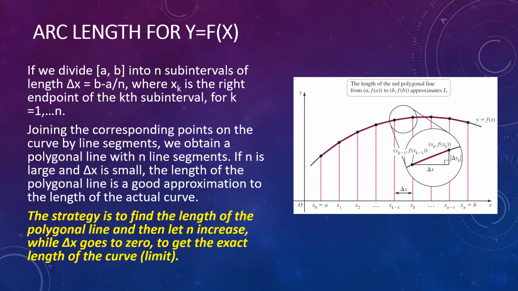By joining the corresponding points on the curve by line segments, we obtain a polygonal line with n line segments. If n is large and delta x is small, the length of the polygonal line is a good approximation to the length of the actual curve. The strategy, as we've used before, is to find the length of the polygonal line and then let n increase while delta x goes to 0 to get the exact length of the curve using a limit. So what we have to do is figure out a formula for that polygonal line for each segment and then apply the limit.